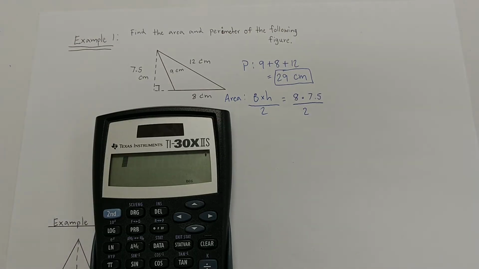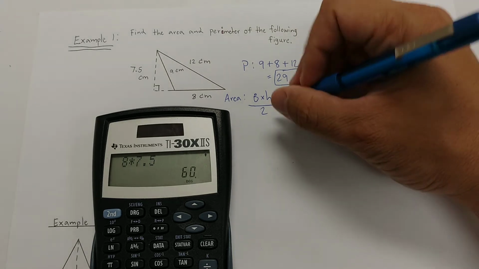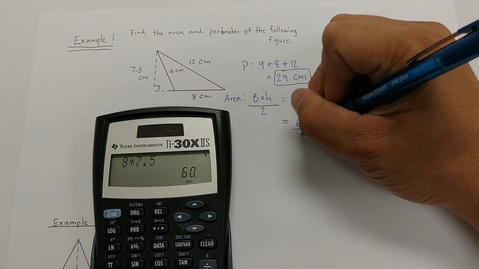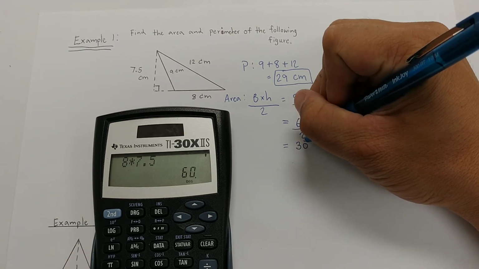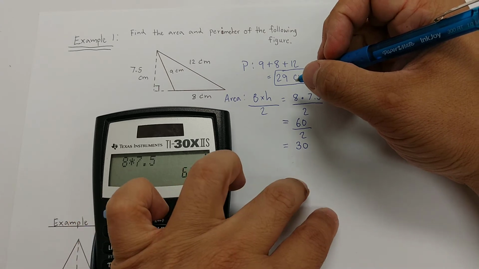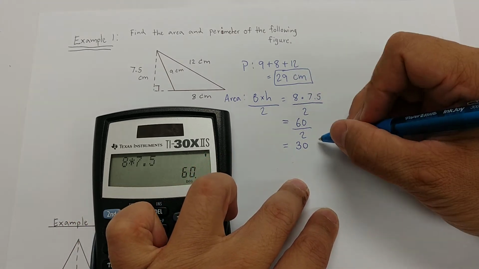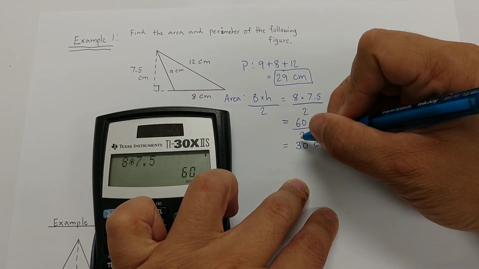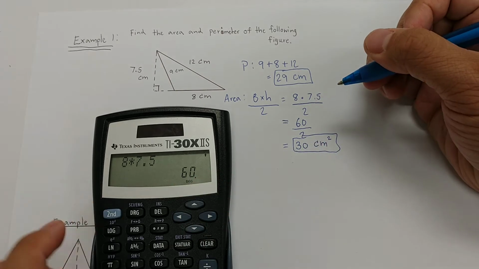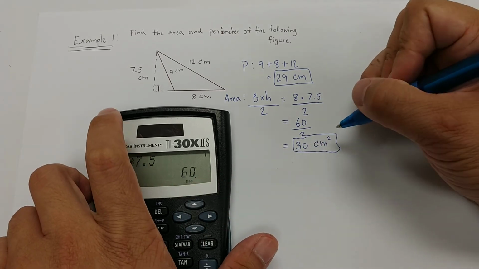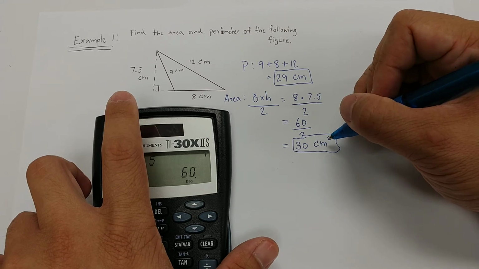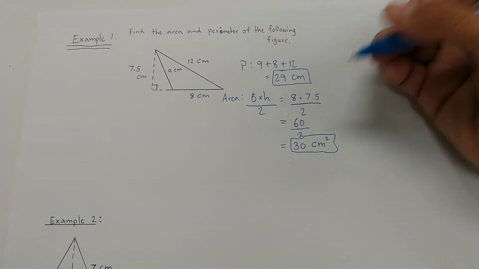Using your calculator, we're going to do 8 times 7.5. That's going to give us 60. Half of that is going to be 30, and that will be the area. Now for the unit, it's going to be centimeters squared. So it'll be 30 centimeters squared. Don't forget that part. When you do the area, the unit will always be the square of that.